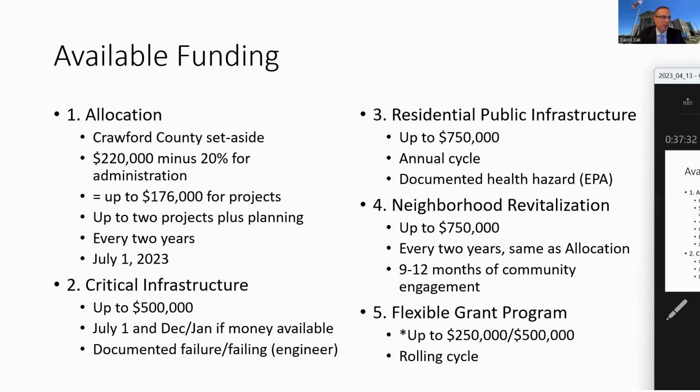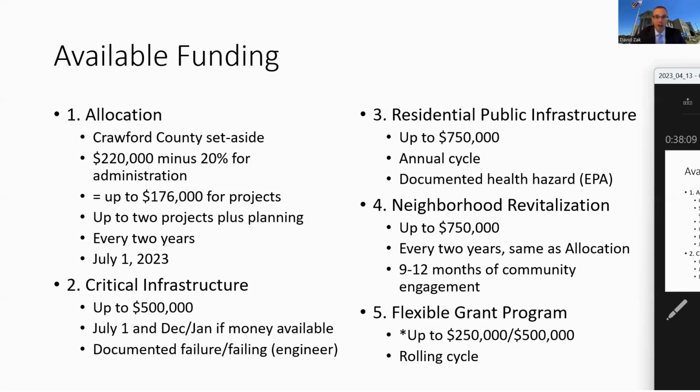Second, pots of money 2 through 5 are competitive statewide grant programs. That means Crawford County is eligible to apply. None of the ones that get direct money from the feds can apply for these other 4 programs. So it's only the ones that have to go to the state because they're not big enough. So it's competitive, but we're not competing against Lima, Toledo, Dayton, Columbus, Cleveland, Cincinnati, or bigger cities in Ohio. We're just competing against other folks like us. And that's what these 4 pots of money are.